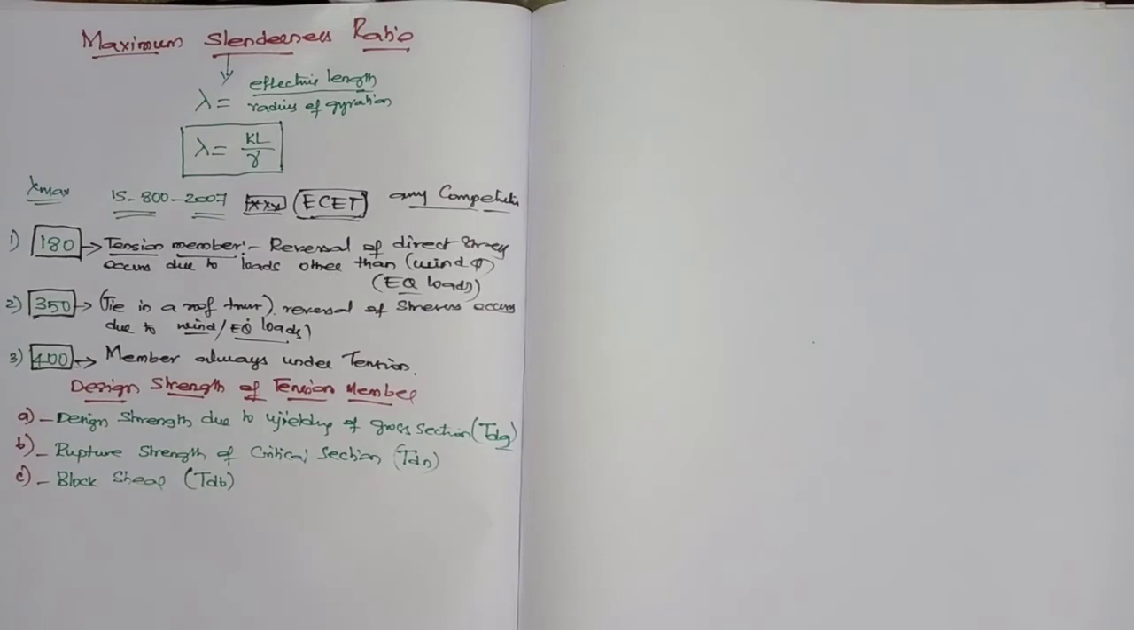Now here, based upon these three values, the lowest of these three will be considered as what?